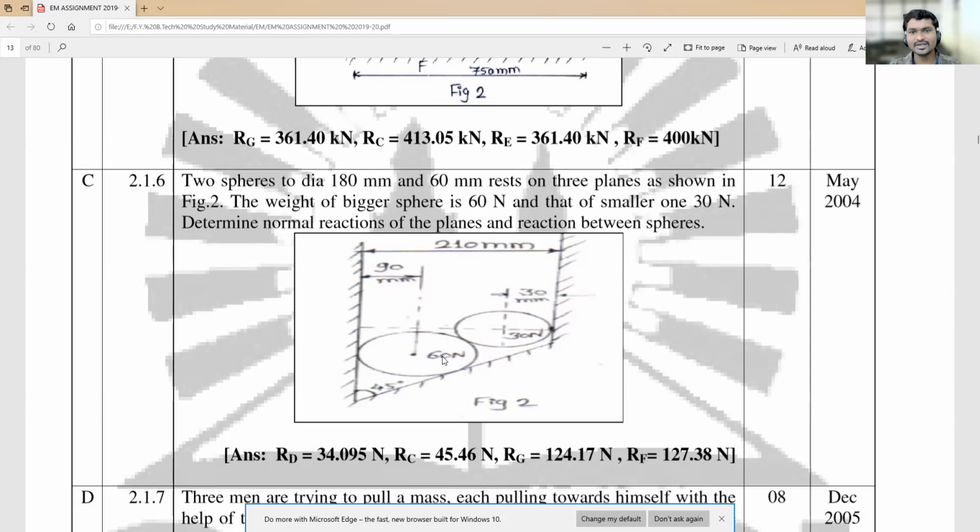For that purpose they had given us the dimensions as 210 millimeters for the two walls. Means between the two walls the dimension is about 210 millimeters. Then radii they had shown over here. Those are the diameters 180 millimeters and 60 millimeters. So radius is nothing but the half of the diameter.